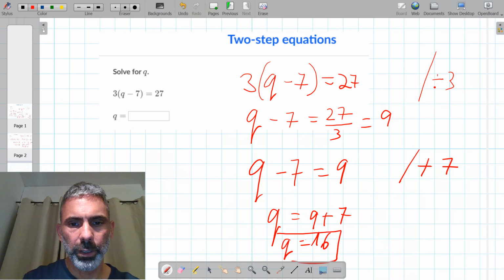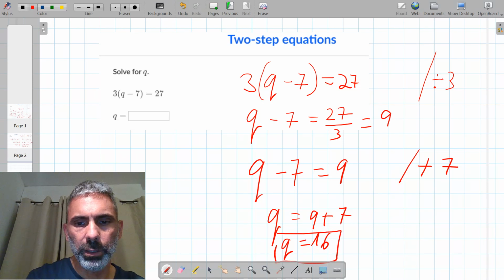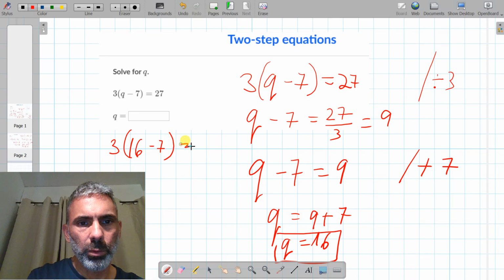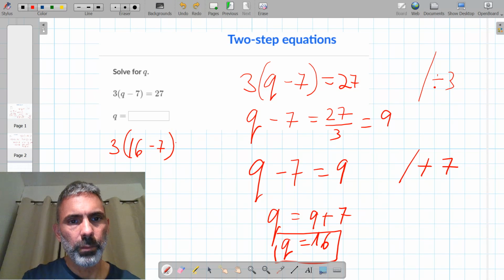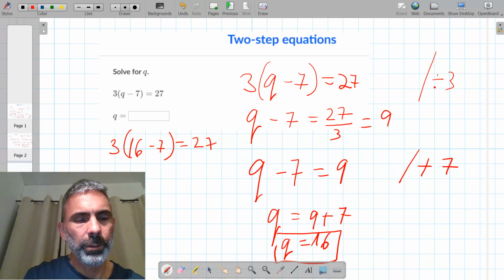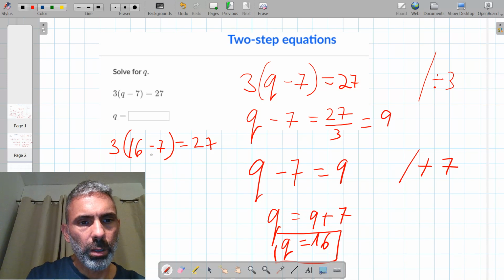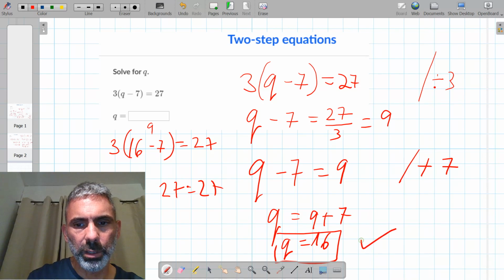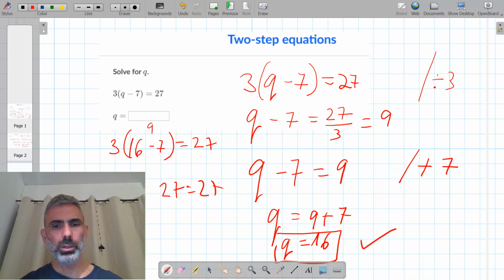Now to verify that this answer is correct, I plug in the result in the original equation, so 3 times, instead of q, I will plug in 16 minus 7 equals 27. Now, within the parentheses, 16 minus 7 is 9. 3 times 9 is 27, equals 27, which means that this result is correct. q equals 16.